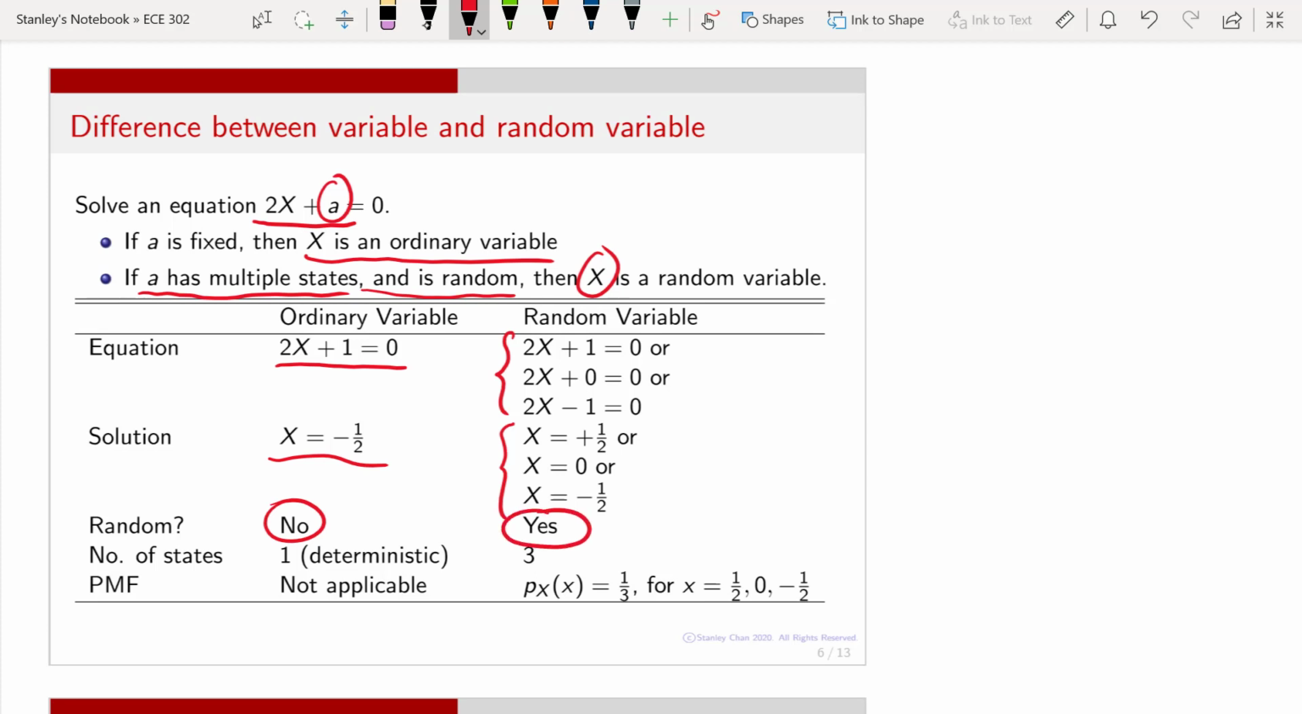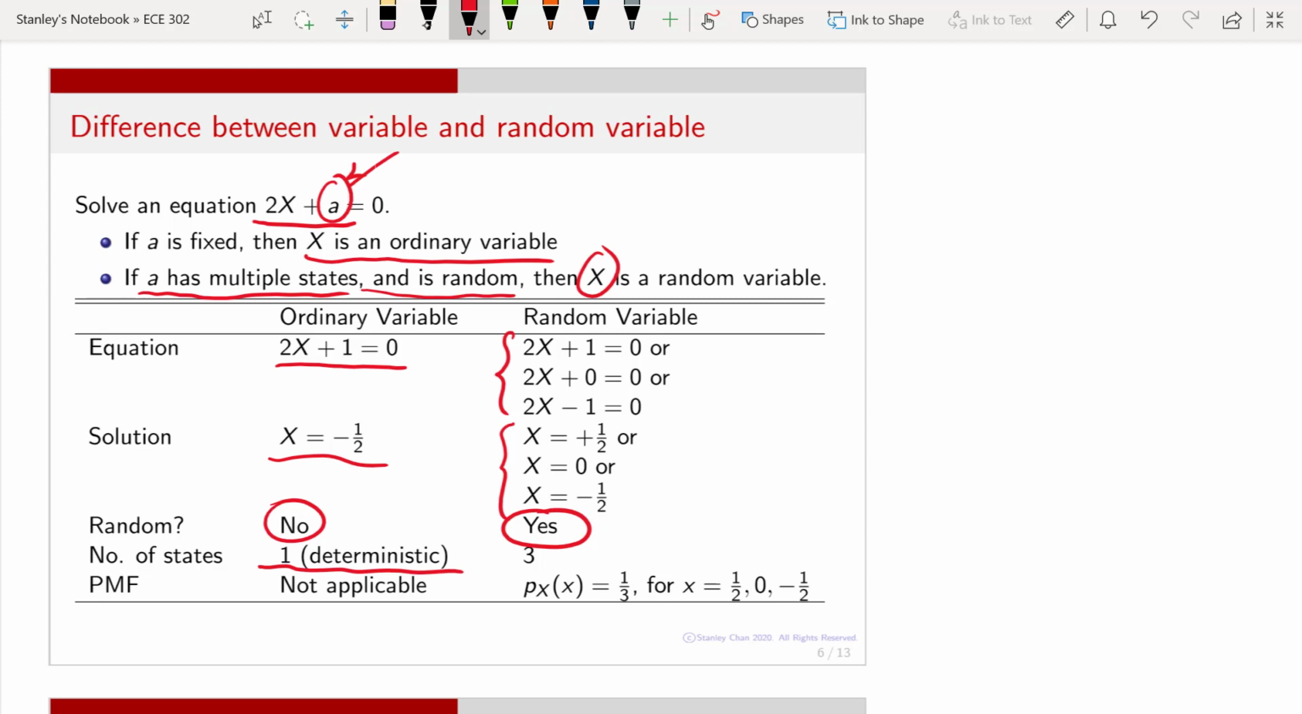And is there any randomness here? There is randomness. It really depends on what random a that you have. And so you ask, how many states are here? There's only one state, one and only one state, because it is deterministic. You tell me the a, I tell you the x. There's one-to-one correspondence. There's nothing random here.